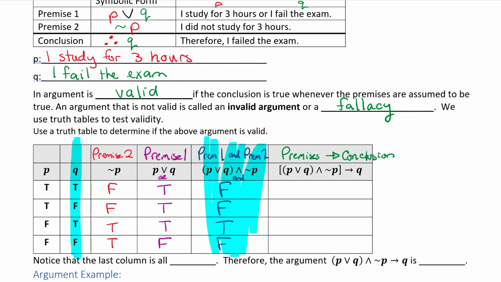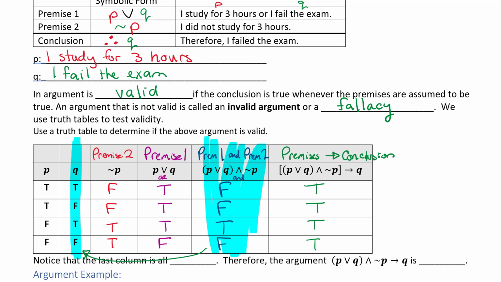Remember, when you're doing it this way, you have to go 5th column to the 2nd column. So if false, then true. For if-thens or implies, it's only false if the antecedent is true, but the conclusion is false. So if false, then true, that is true. If false, then false, that is true. If true, then true, that is also true. If false, then false, well, that is true.